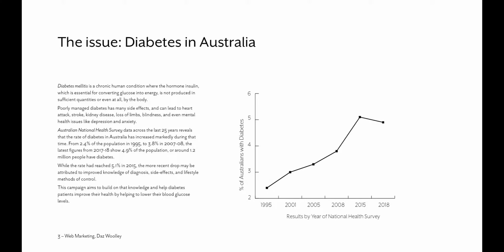In looking at the issue of diabetes in Australia, the Australian National Health Survey has shown a marked increase in overall numbers of people reporting to be diabetic during the past 25 years. As the graph in this presentation shows, the percentage has more than doubled during that time. Thankfully, there's been a small drop in recent years as more knowledge about how to treat and indeed try to prevent diabetes has become more widely known. This campaign seeks to expand on that knowledge and help diabetics try to lower their blood glucose levels for better health.